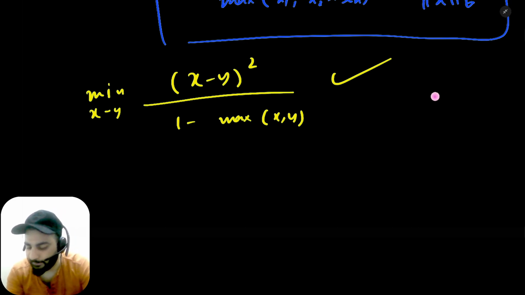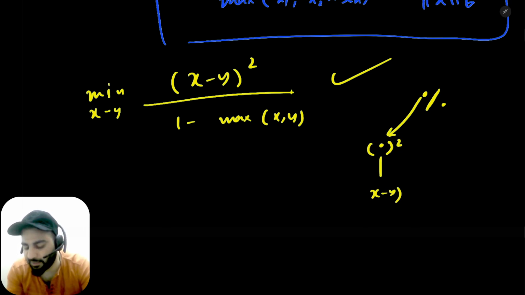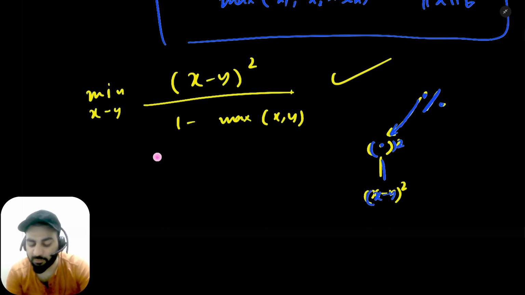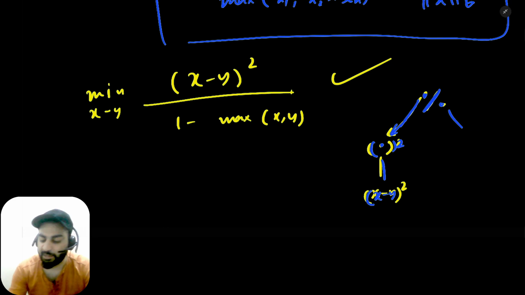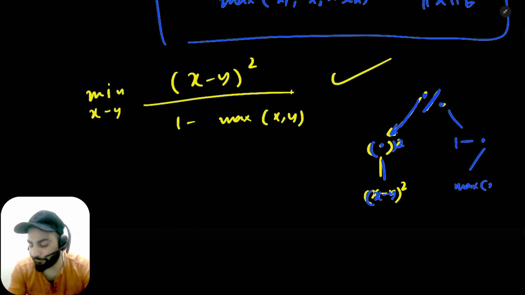So initially we have a division. We are dividing something by something. What is this something? It is getting squared. What is getting squared? The x minus y thing is getting squared. Okay, so what is in the denominator? It is 1 minus something. What is this something again? It is max of x comma y.